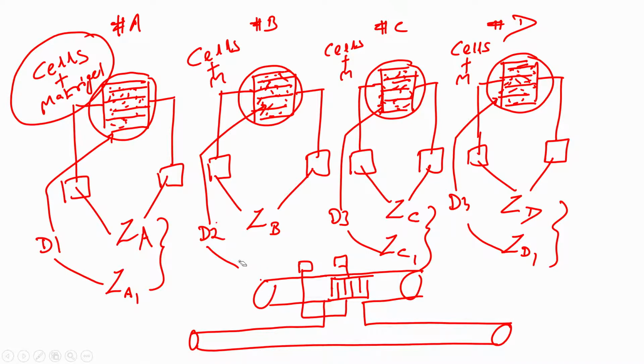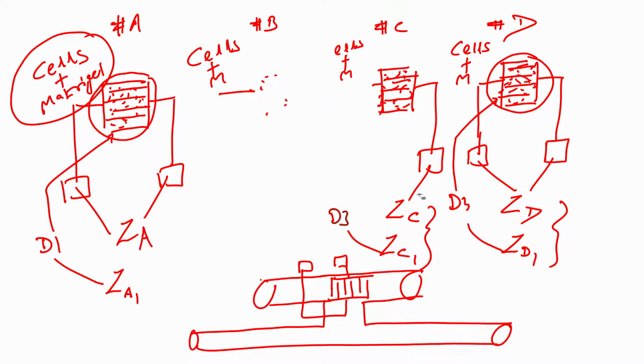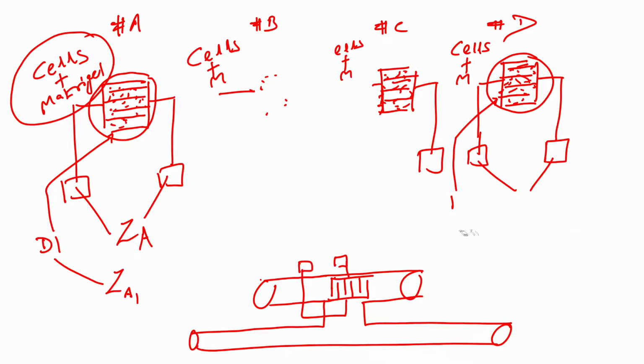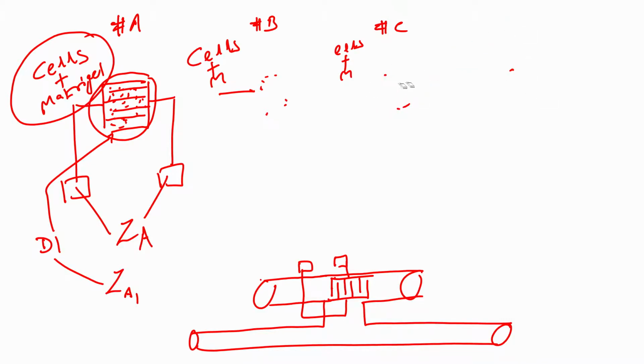So, let me just remove this, guys, so that you do not get confused. What I have drawn is two channels, one small channel and one big channel, and in the smaller channel there are interdigitated electrodes, correct. This is your impedance measurement Z. These are interdigitated electrodes. This is a smaller channel.